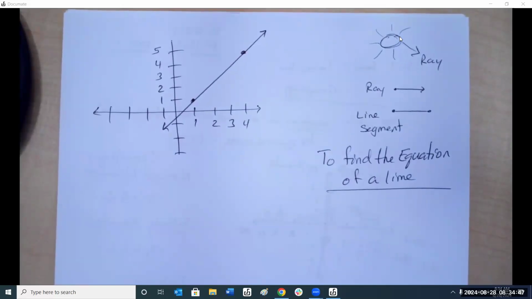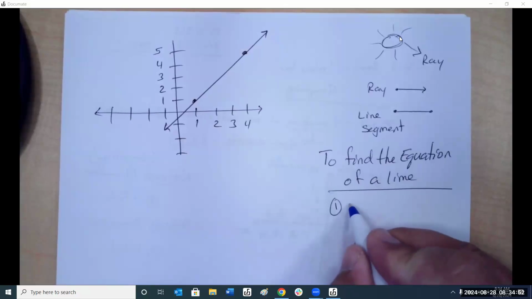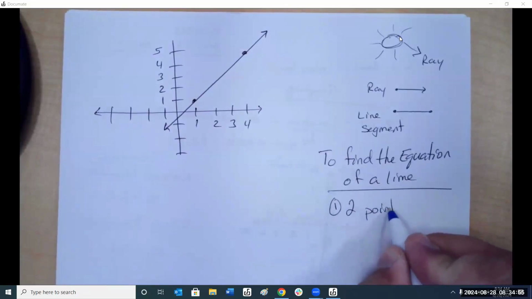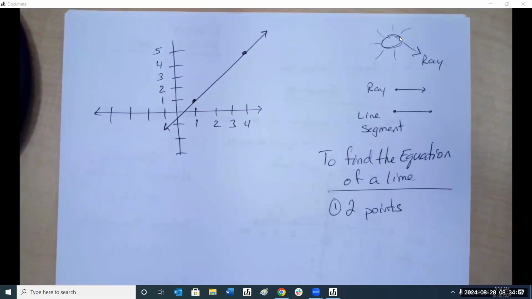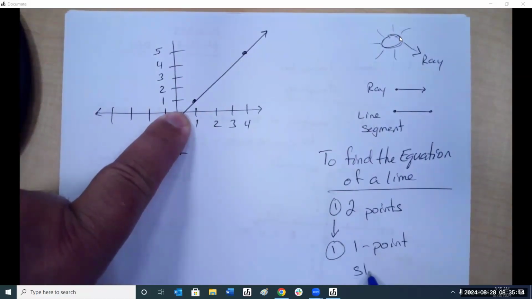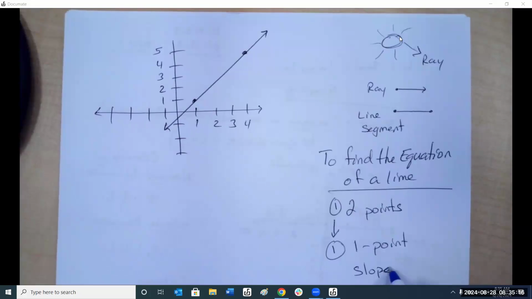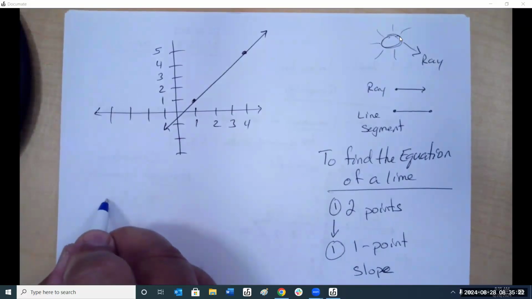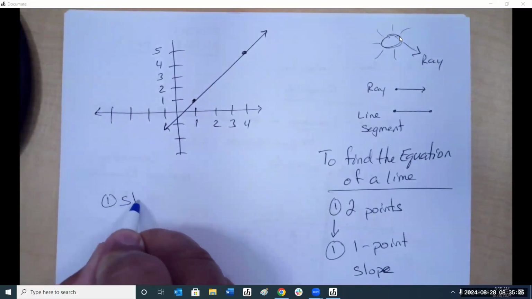What do we need? You need 2 points. But then the first thing you do with those 2 points is, what we really need is 1 point, that's the starting point, and we need the slope of that line. So one of the equations we're going to figure out is the equation of a slope.